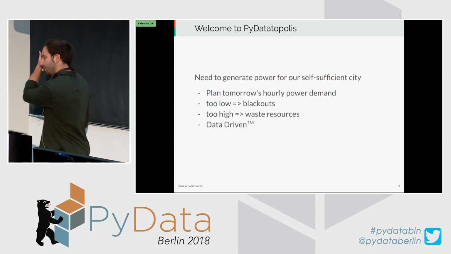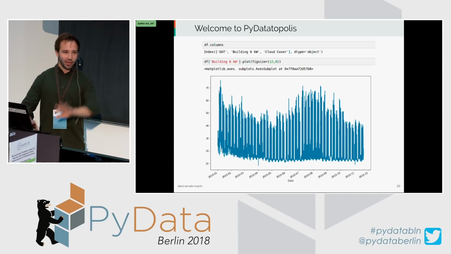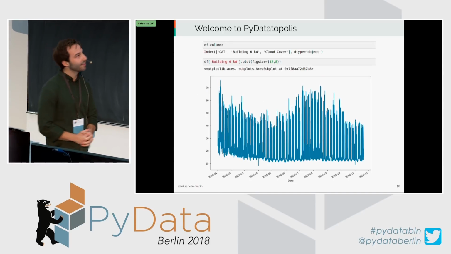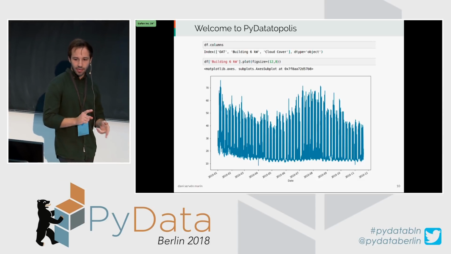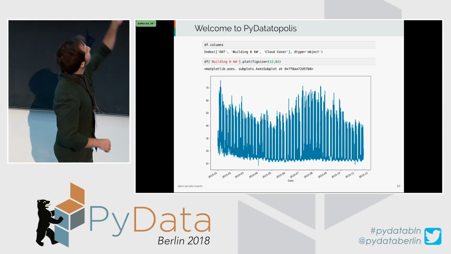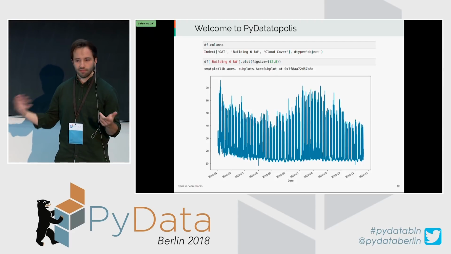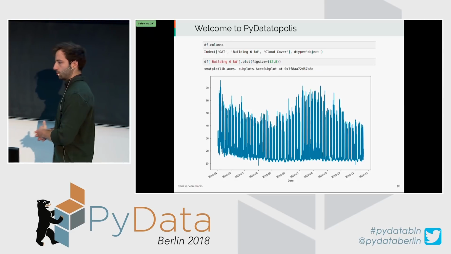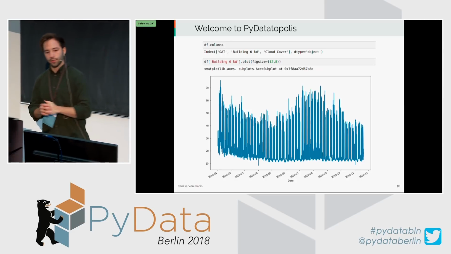So since we're at PyData, we decided the best way to do this is with machine learning, and we're going to be data-driven. So we collect a data set, a historical data set. And we can see we collect a data set that has kilowatts for the building, the outside air temperature, as well as the cloud coverage, because we believe that the environmental effects are going to have some influence on the power that our building requires.